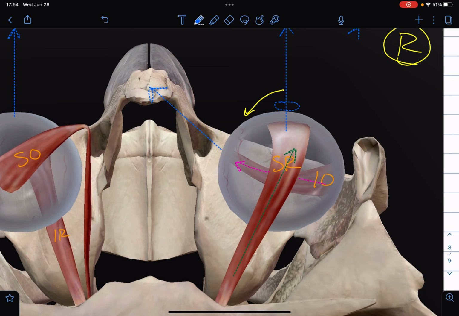So the first one was abduct, you're turning away, you're looking out. The second one, for the inferior oblique, you're looking in. You're causing them to look in and then instructing the patient to look up.